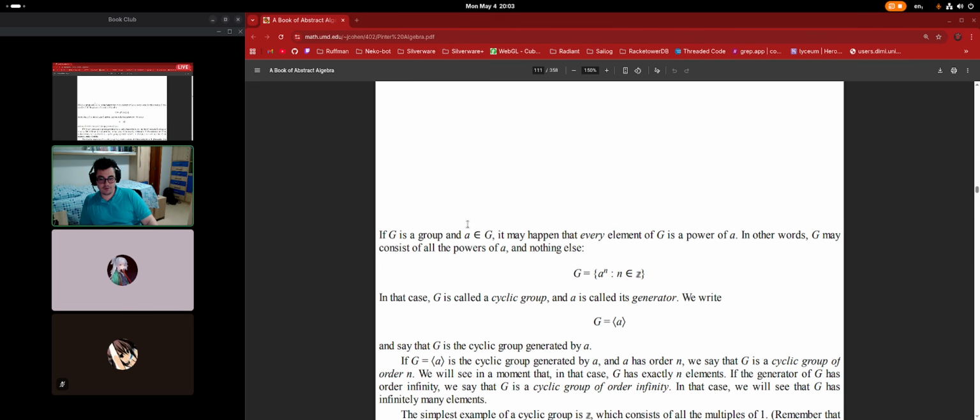In other words, G may consist of all the powers of A and nothing else. And that's what we're gonna say. In that case, G is called a cyclic group, and A is called its generator. We've seen this concept before, but I keep getting myself confused: if the generator, the seed of the whole process, being called a generator means that we are generating the other members of the group by applying A with itself with the binary operation, or if it's just a gluing process. I keep getting myself confused.